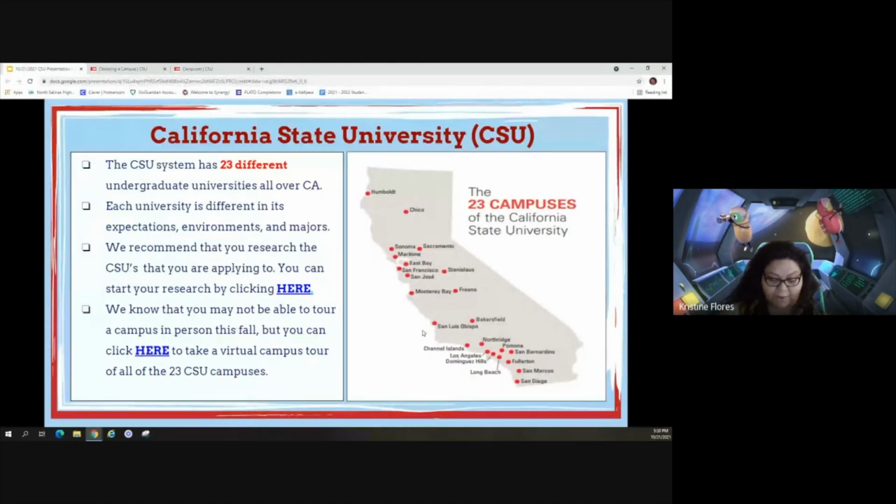That's something that we thought would be useful. But we do highly recommend that you research the various CSUs that you're thinking of applying to. For example, if you want to study marine science, you wouldn't apply to Humboldt State because they don't offer that major. So you would most likely apply to CSUMB because it's closer to the ocean and marine science is available there. Okay.